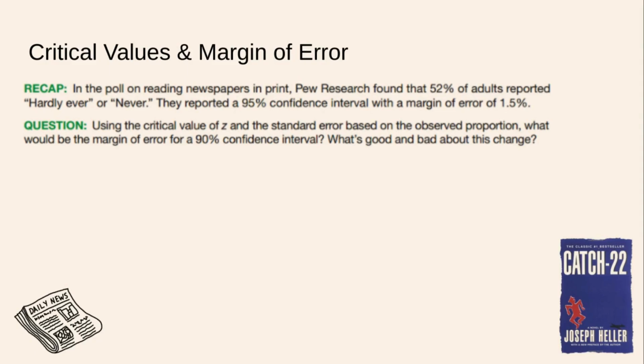So now let's talk about what happens when we change our critical value. Let's go back to a familiar problem. In the poll on reading newspapers in print, Pew Research found 52% of adults reported hardly ever or never. They reported a 95% confidence interval with a margin of error, if you recall, of 1.5%, 0.015 approximately. Using the critical value of Z and the standard error based on the observed proportion, all right, so we're computing a standard error this time, what would be the margin of error for a 90% confidence interval?